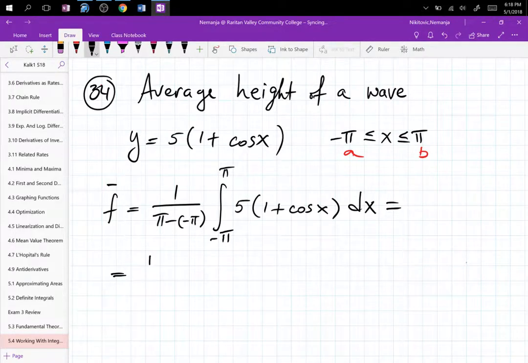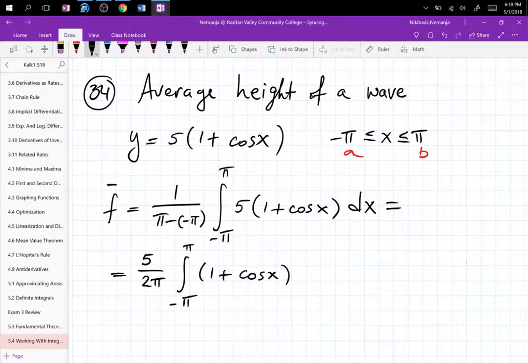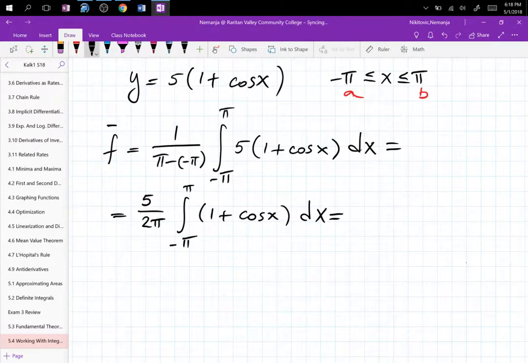This is equal to 1 over 2 pi times the integral from negative pi to pi. Oh, kick the 5 outside. Sorry, I forgot to do that. You know that you can kick constants outside. So kick that outside, and all you have to integrate is 1 plus cosine x dx. Now, you know that you can do this term-wise, right? Do you also know that this is an even function?